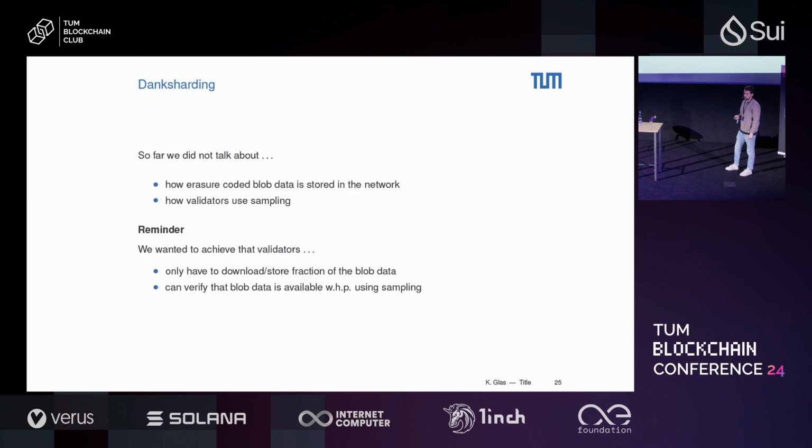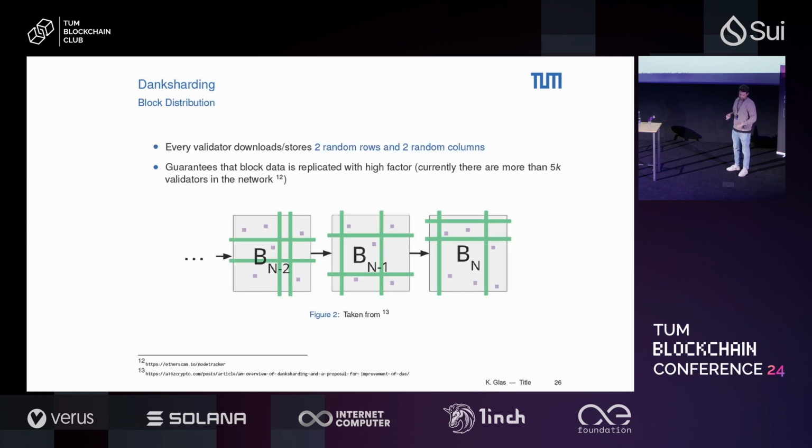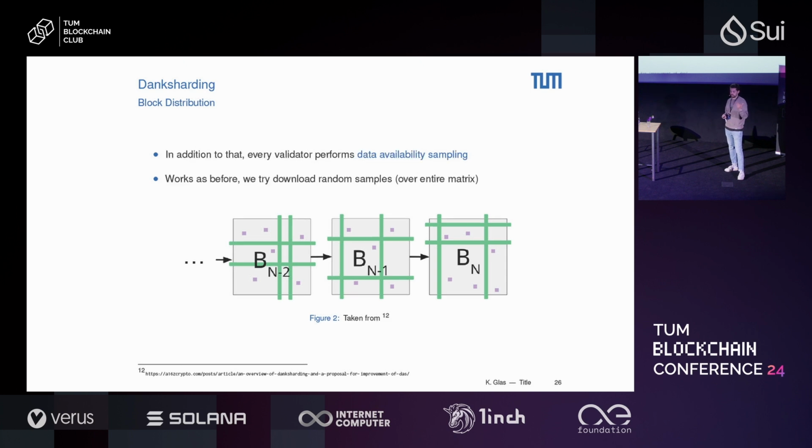Now, so far we've not talked about how this encoded blob data is actually stored in the network and how validators use sampling. We wanted, as we said, to store only a small amount of data, and we wanted them to be convinced after they've downloaded the data that the data is available. So in Danksharding, data is stored as follows. Each validator basically downloads two random rows and two random columns. And this means that currently, let's say in the network, there are always 5 to 10K validators, and this means that the data is available with a very high replication factor.